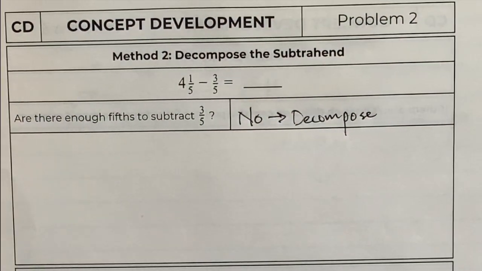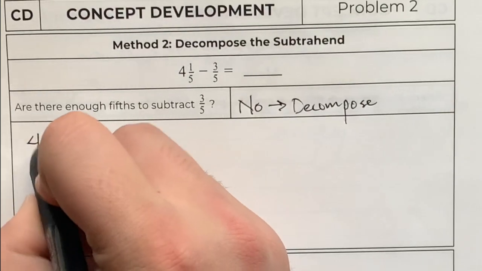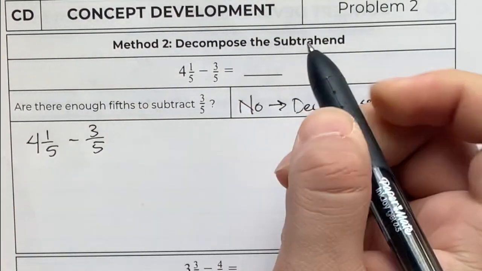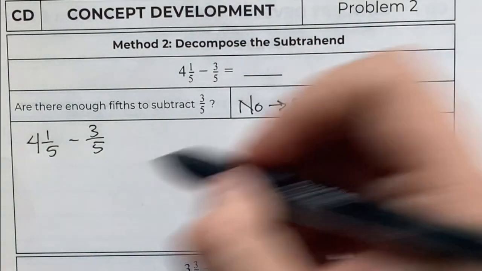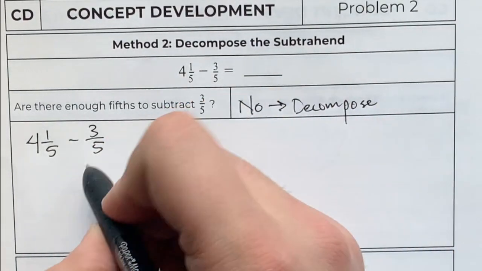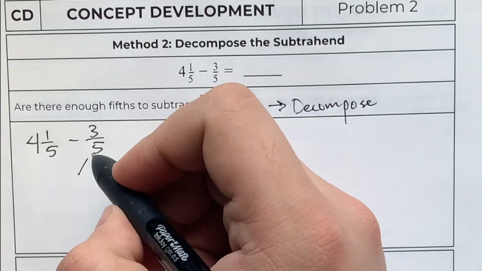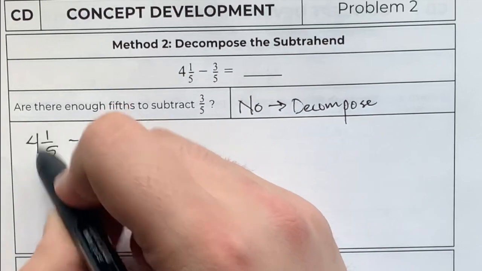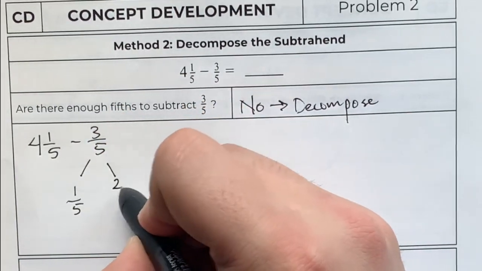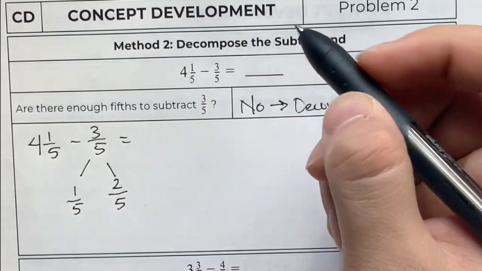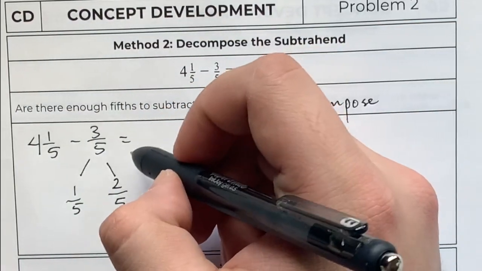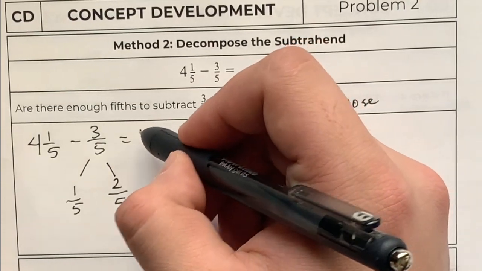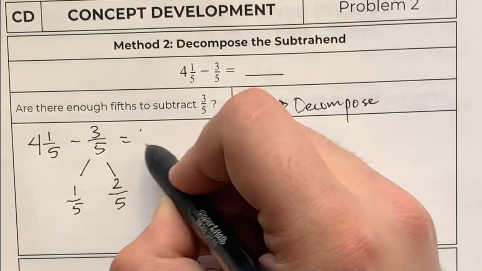And the way that this looks, I'm going to start by rewriting my problem again, like normal. And I'm going to decompose my subtrahend this time. Before, I was decomposing my minuend. So in here, I'm going to take off the piece I would need to get to a whole number. So 1/5. If I take away 1/5, I get to 4. And then I have 2/5 left over. If I take 4 1/5 minus 1/5, I get 4. And if I go back 2 more from that, I get 3 3/5.